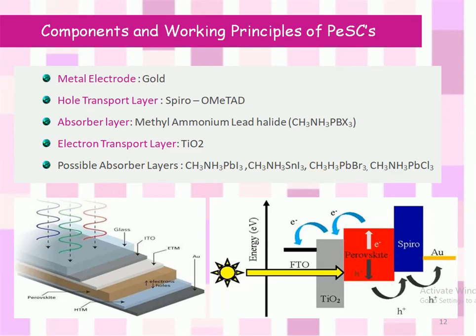layer, probably a spiro compound, and organic heterocycles can also be used as a hole transporting layer, and the absorber layer is methylammonium lead halide, and some of the possible absorber layers are mentioned here for your reference. And the electron transport layer is normally titanium dioxide semiconducting nanomaterial. So that's about the components. These are all considered essential components in perovskite solar cells, and now the working principles of perovskite solar cells.